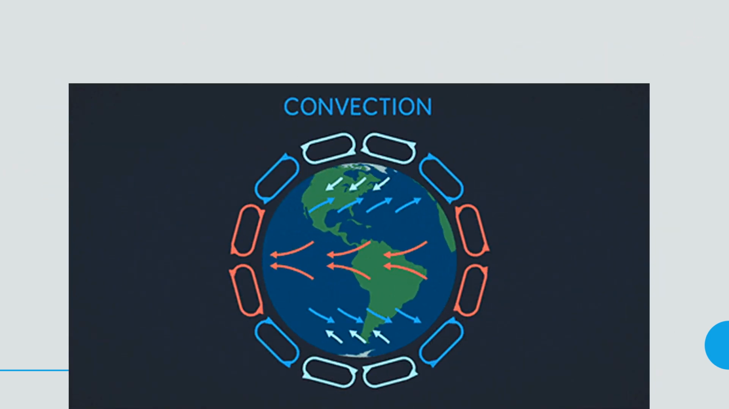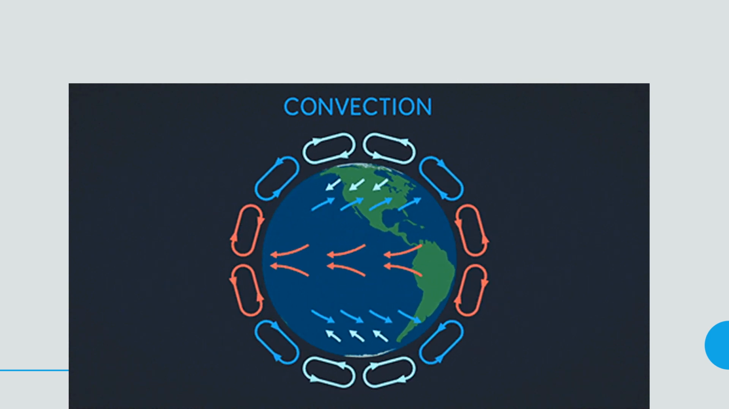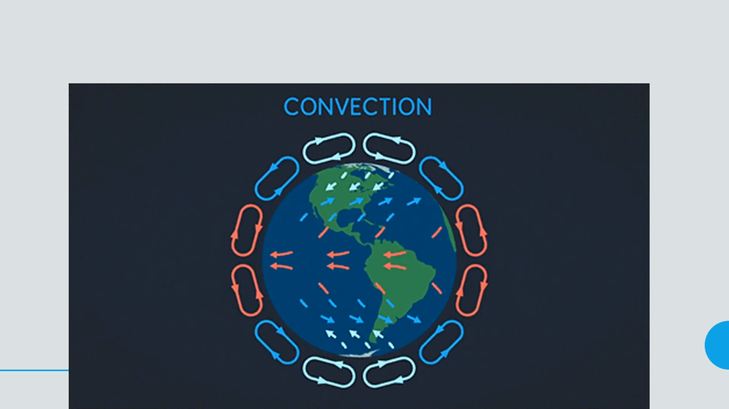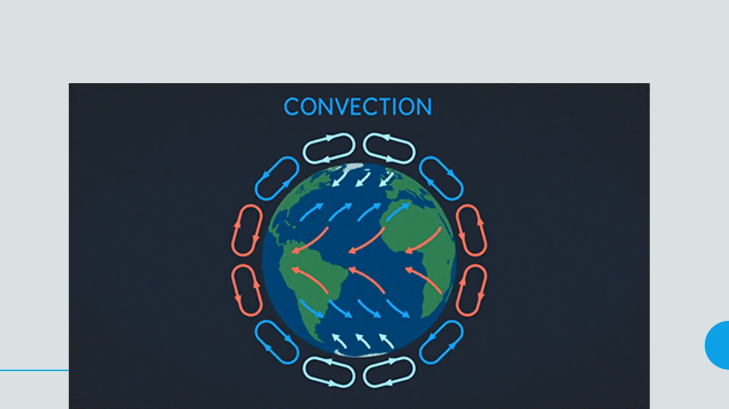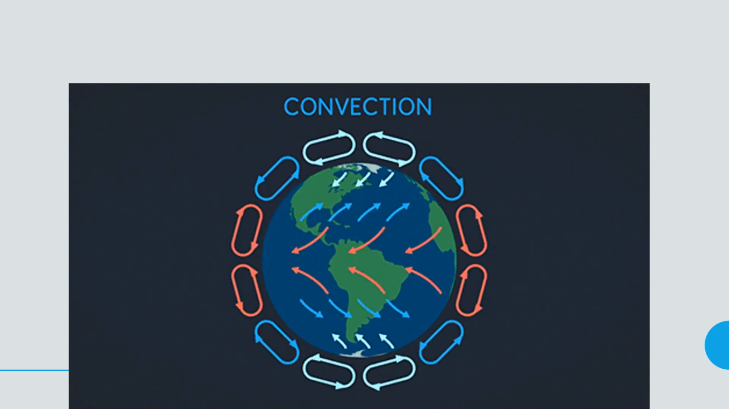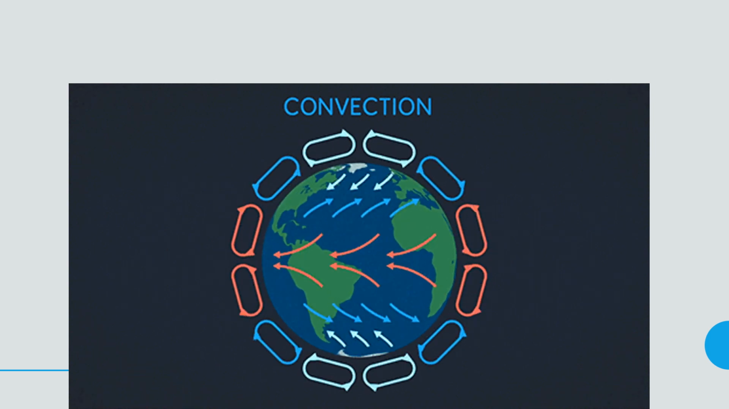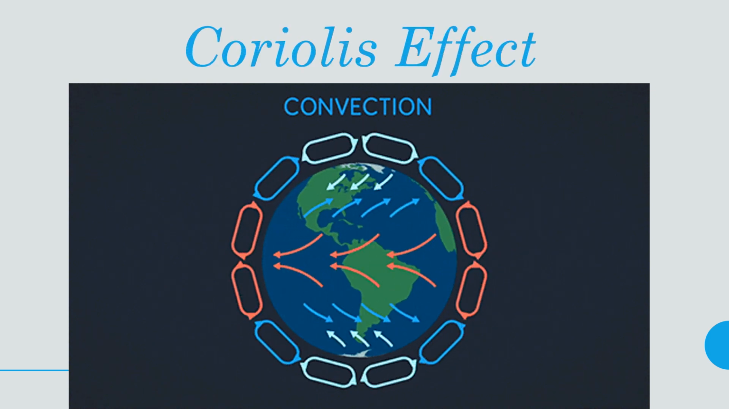The Earth's rotation has a great impact on the wind direction. As we know, wind does not move in a straight line because of the Earth's rotation. The motion of the wind follows a curved path. This effect of the Earth's rotation on wind movement is called the Coriolis effect.